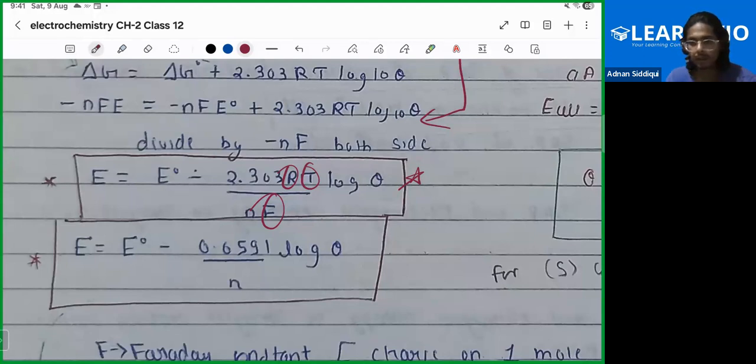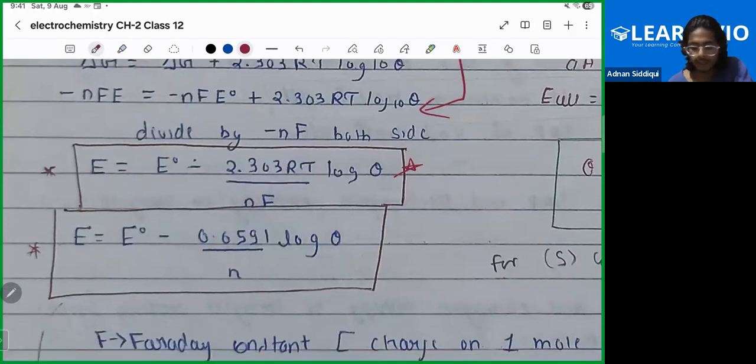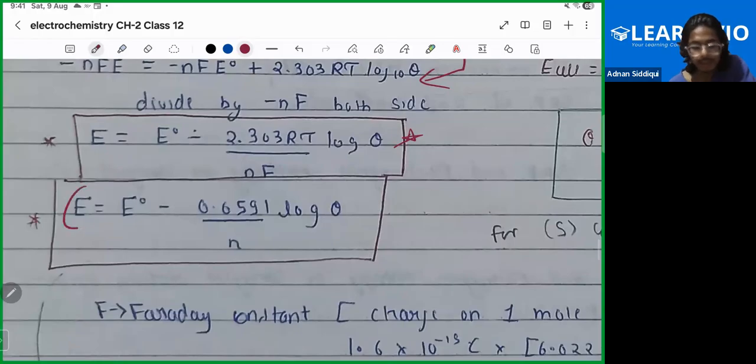The good thing about this is you will hardly see any question where you have to use this formula. Most of the questions that you will be dealing with, you have to use this formula, because the condition would be in standard state. So after deriving, you got this formula. And if you put the standard temperature and your Faraday constant value, after solving by replacing these values, you get this ultimate formula, which is EMF is equal to E naught, which is again EMF but at standard state, minus 0.0591 divided by N into log theta.